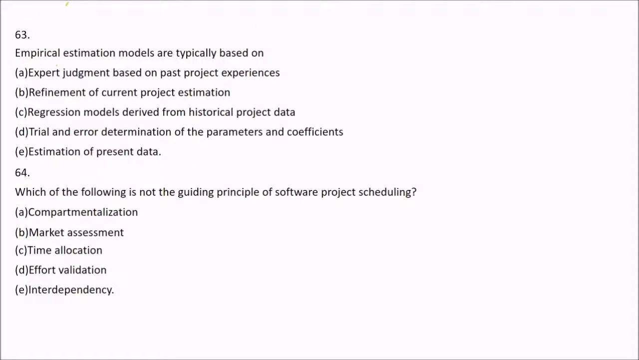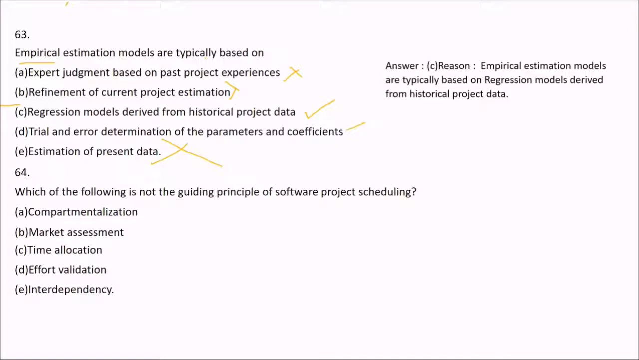63rd. Empirical estimation models are typically based on empirical... So empirical means mathematics is involved. So 63rd is, first we have expert judgment based on past project experiences. No, this is not an empirical estimation model. Refinement of current project estimation, this is also not there. Regression models derived from historical project data, yeah, this is somewhat correct. Trial and error determination of parameters and coefficients. So there's a tie. Estimation of present data, no. But in these two, the best is C. Empirical estimation models are typically based on regression models derived from historical project data.